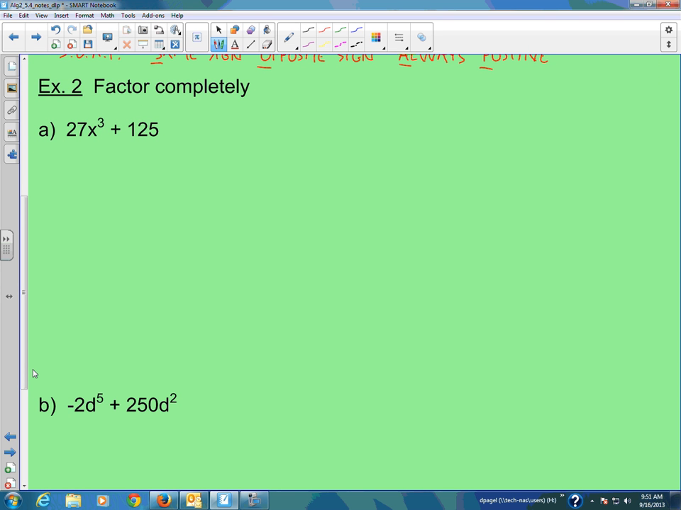So first of all, how am I going to know I have a sum or difference of cubes? Well, the big giveaway is I'll have a binomial. Second giveaway is I look at each of the pieces. 27, that's a perfect cube. X cubed is a perfect cube. Anytime you have a variable with a power that's divisible by 3, that exponent will be a perfect cube situation.